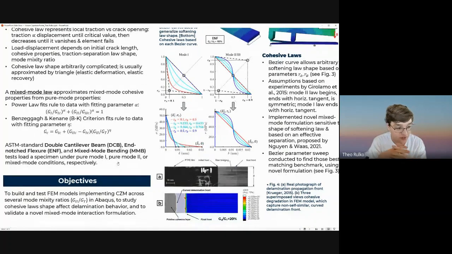Now, the objectives of this experiment are to build several models in those DCB, ENF, and MMB configurations, which let us study an implementation of the cohesive zone model across a range of mixity ratios, and then use those models to test the novel mixed mode formulation and to see what the effect of the shape of the cohesive law has on the results.